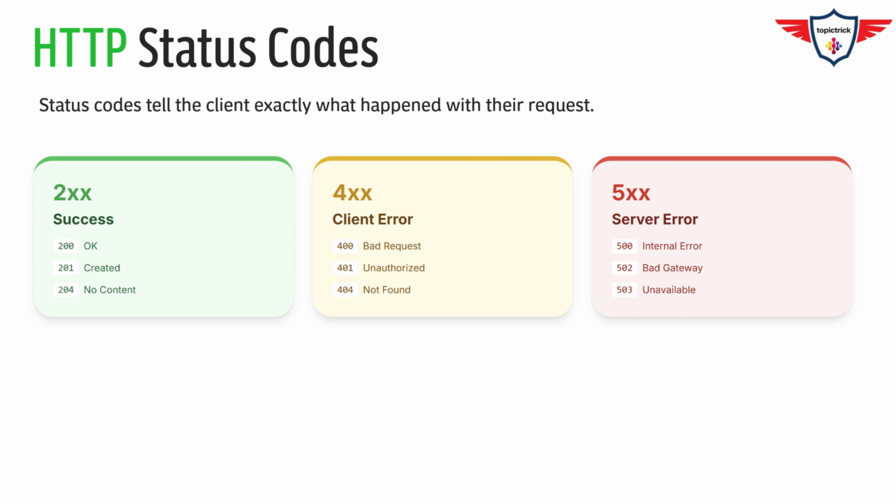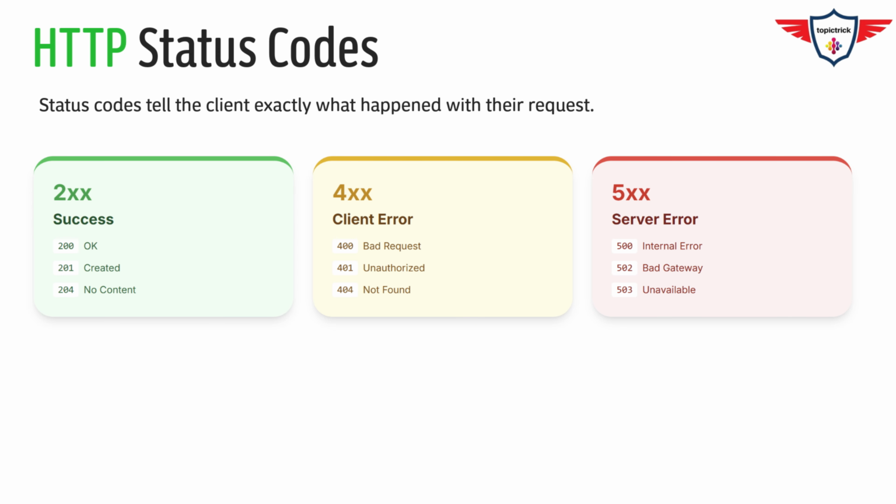HTTP status codes are 3-digit numbers that tell the client what happened with the request. They are grouped into categories based on the first digit. Status codes in the 200s indicate success. For example, 200 means the request was successful and everything worked as expected. 201 means a resource was successfully created, which is common after a POST request.